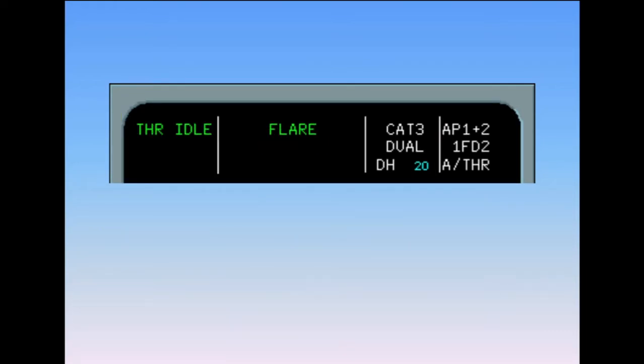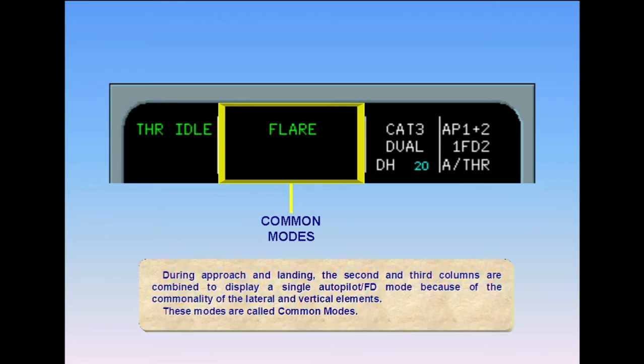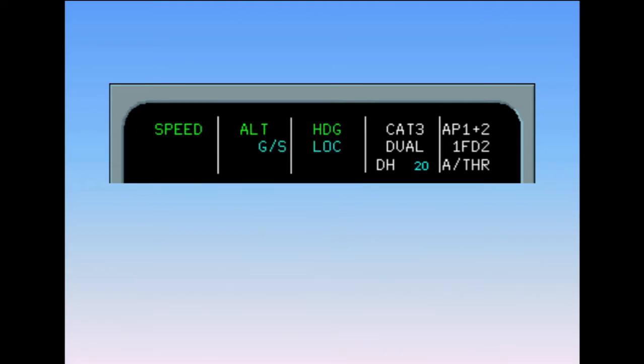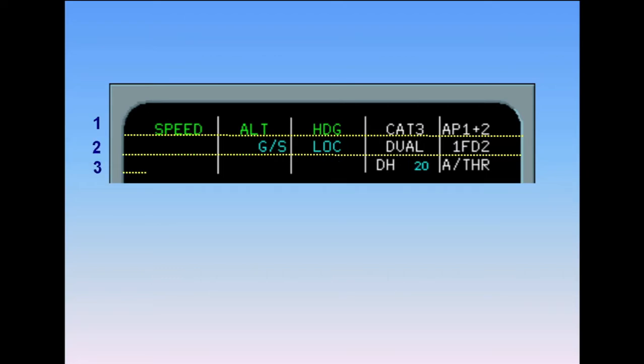During approach and landing, the second and third columns are combined to display a single autopilot flight director mode because of the commonality of the lateral and vertical elements. These modes are called common modes. Besides being divided into five vertical columns, the FMA can display three horizontal information lines in each column. Let's look at the first three columns.